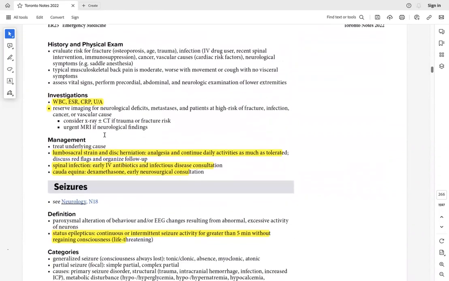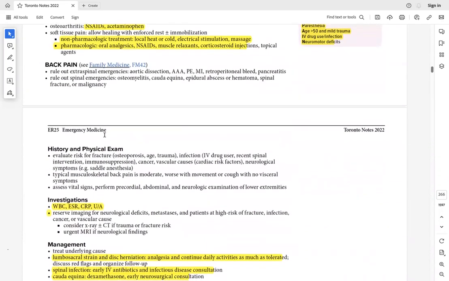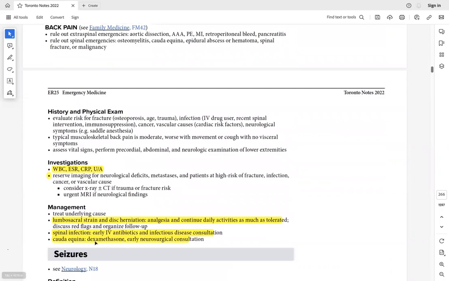For back pain also, it is the same. Just always remember, if the patient is presenting with back pain, we always have to rule out cauda equina. Okay. And what do we do for cauda equina? We have to give dexamethasone and an urgent neurosurgical consultation for decompression. Cauda equina is very important. If the patient is presenting with back pain, we have to ask the red flag questions. We have to ask the cauda equina questions.